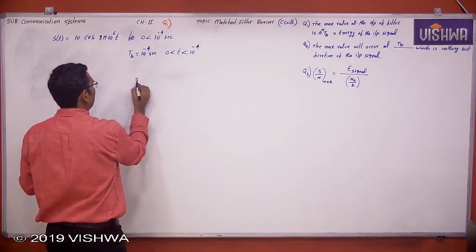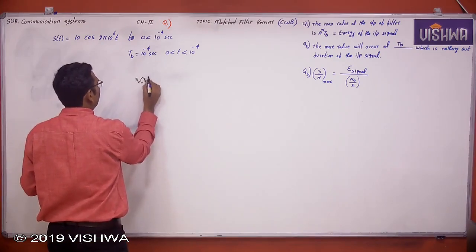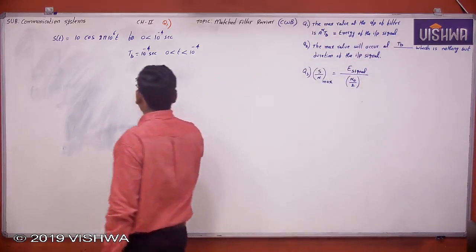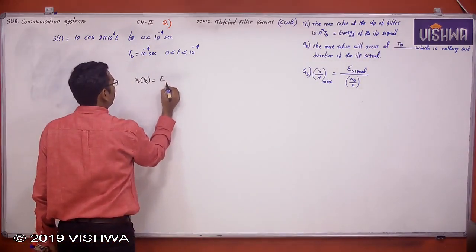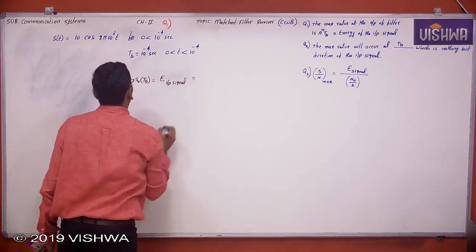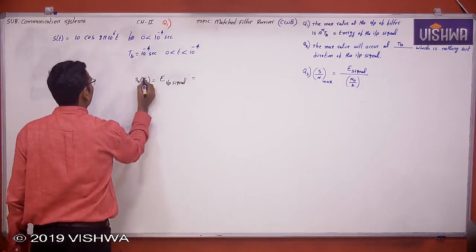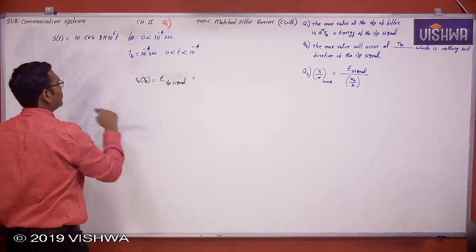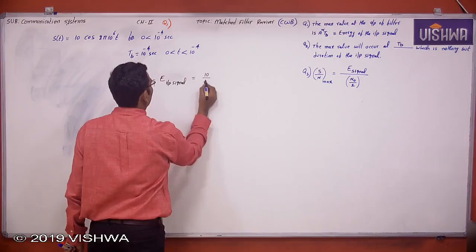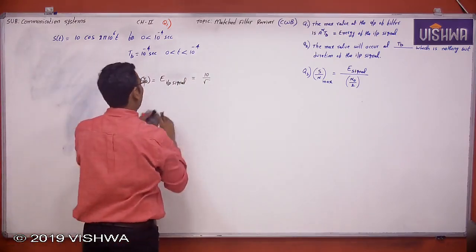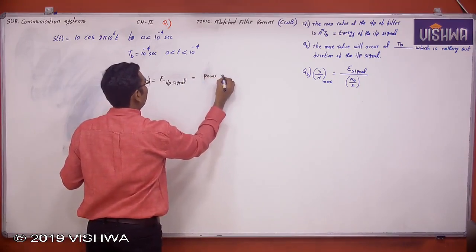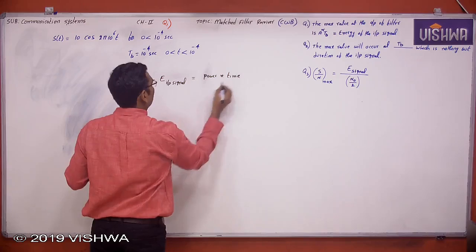What is the shortcut method I am giving? The maximum value at the output of the filter is nothing but the energy of the input signal. Now, what is the energy of the input signal? This is the input signal whose energy we need, with peak amplitude. This is the sinusoidal signal. Energy is nothing but power into time.